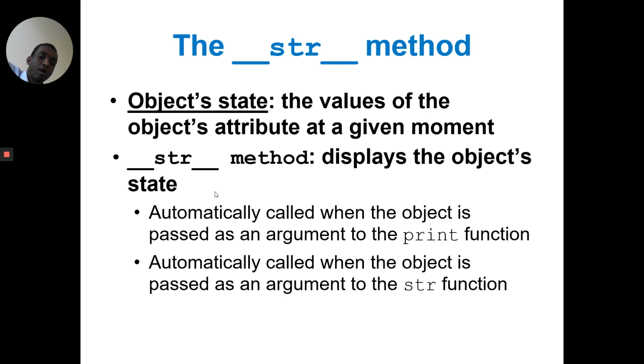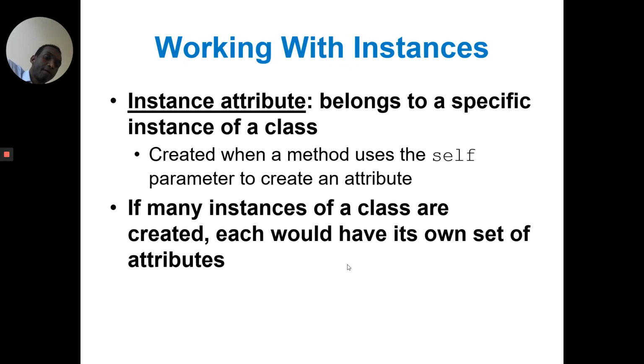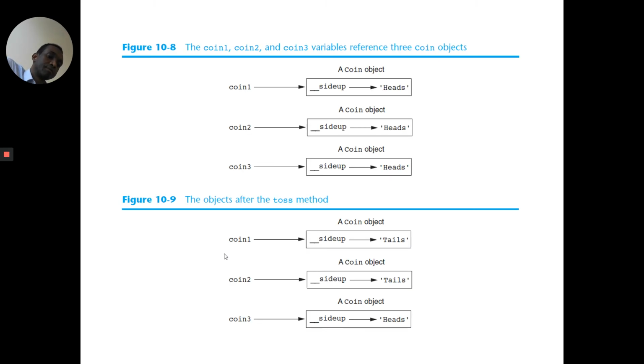Automatically called when the object is passed as an argument to the print function. Automatically called when the object is passed as an argument to the str function. Working with instances. An instance attribute belongs to a specific instance of a class. It is created when a method uses the self parameter to create an attribute. So if many instances of a class are created, each would have its own set of attributes.